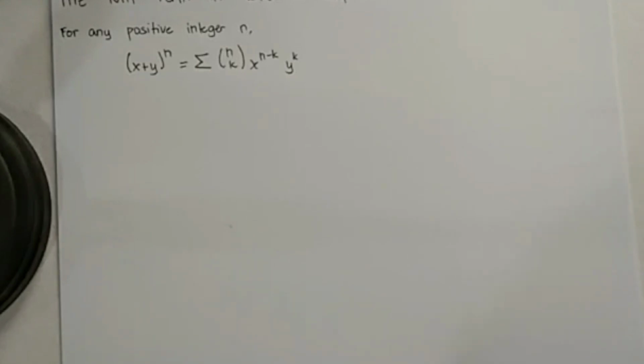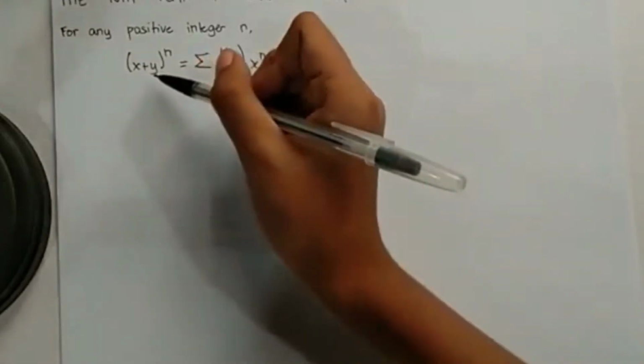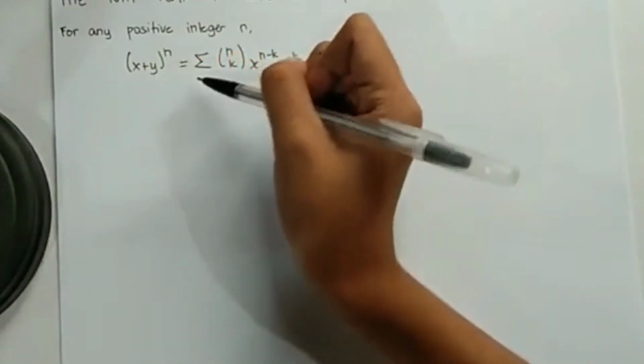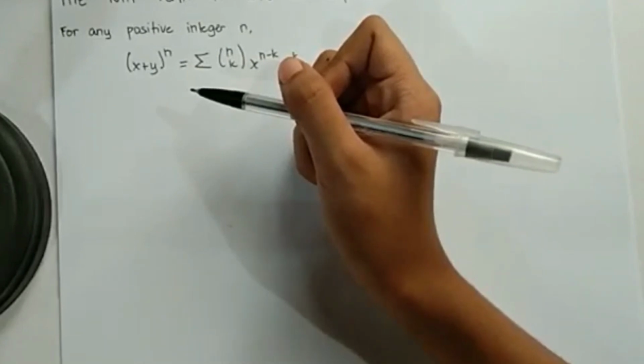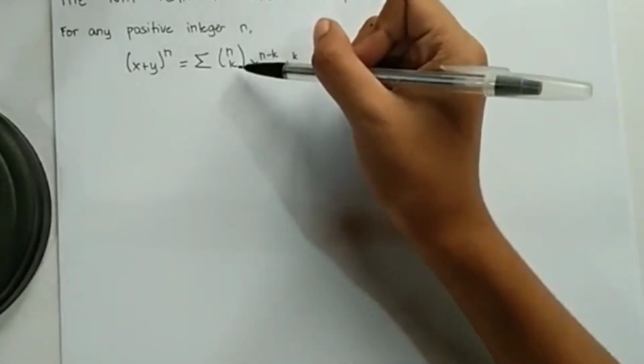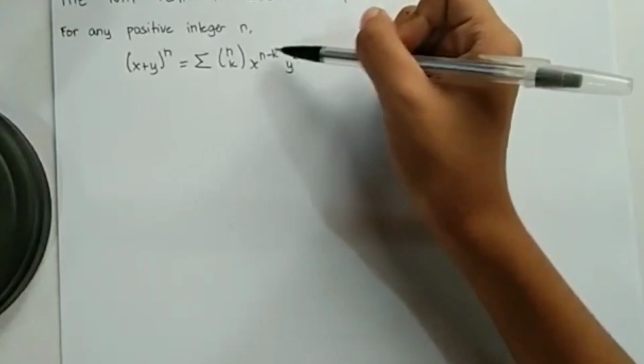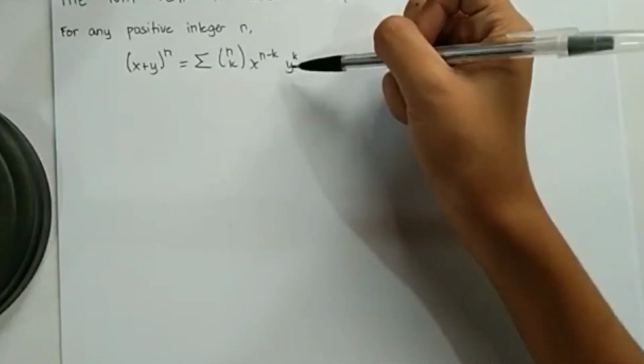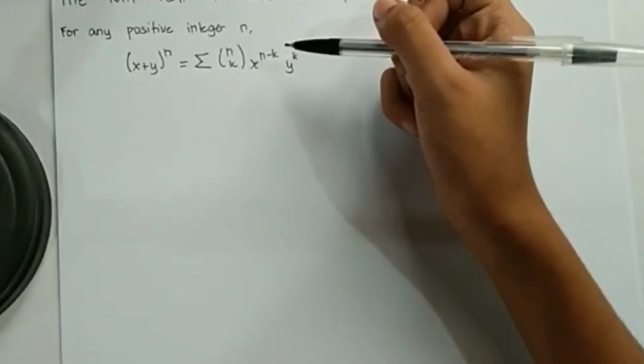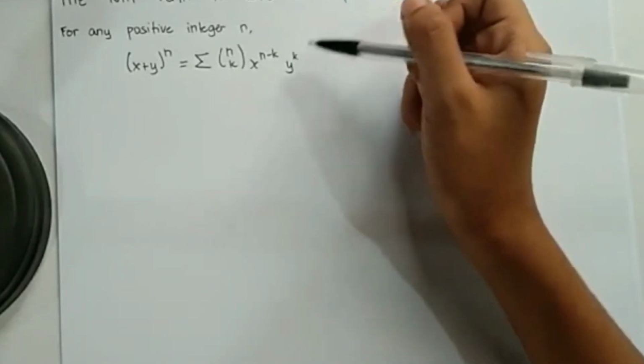Last lesson, you have learned about the concept of combination and the Pascal's triangle. But today's video lesson, you will learn on how to find the nth term in binomial expansion using binomial theorem. For any positive integer n, the quantity of x plus y raised to n is equals to the summation of the number of combination n taken k times x raised to n minus k times y raised to k. So this formula is the concept of combination.